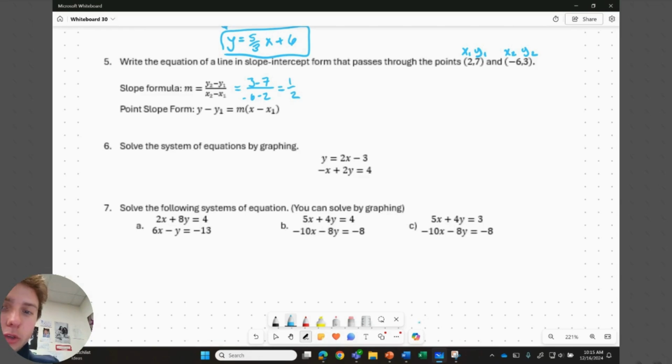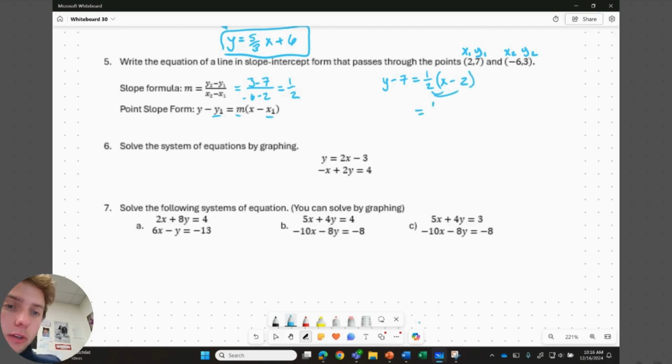From there, we need to use point-slope form. Point-slope form, you only ever replace 3 things when you are using it to create the equation of your line. So instead of y1, I replace it. Instead of m, I replace. Instead of x1, I also replace.